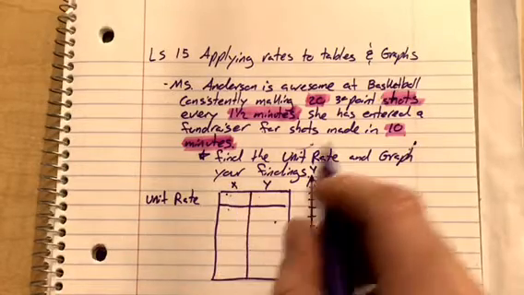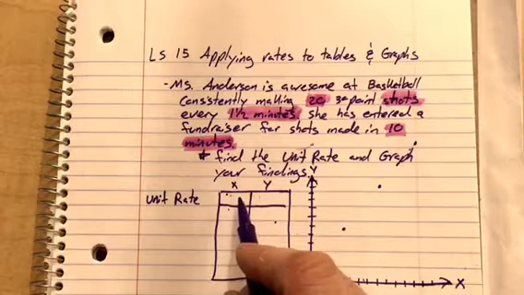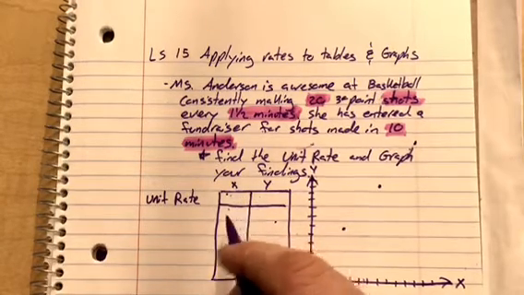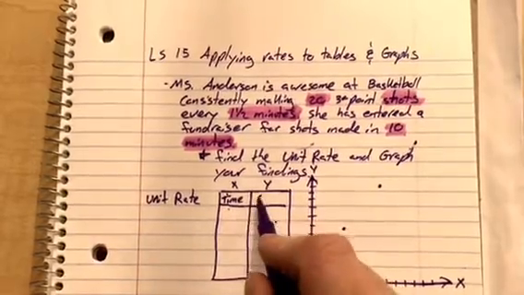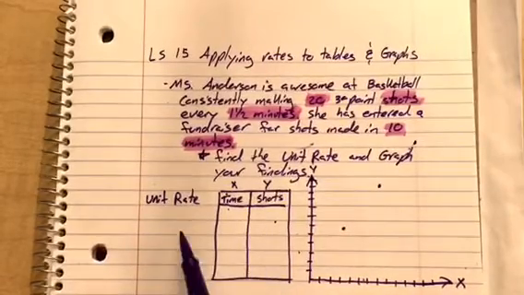So when you have an independent variable, it's always going to be your x, the thing that can't really be changed. And a minute is 60 seconds. It can't be changed. So we're going to have time as your x, and then your shots as your y. Before we can start filling this table in, we got to find a unit rate.